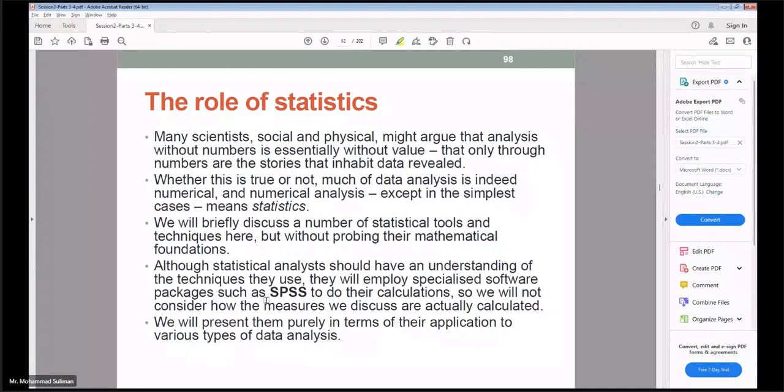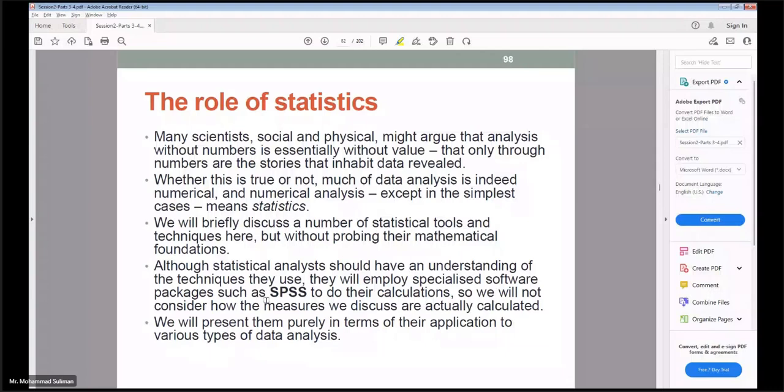Indeed, much of the analysis is numerical, except some forms of analysis that do not use numbers. Otherwise, we see that most of the analysis uses numbers.